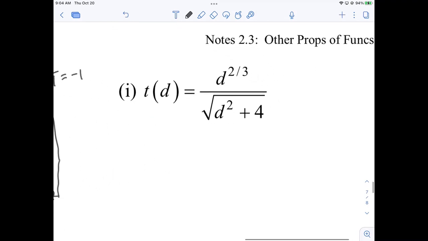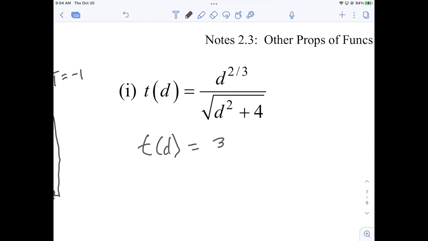Okay, the next one. We get TD, touchdown, we're going to score. Let's do this first before we replace D with negative D. Let's rewrite the top as the cube root of D squared, all over the square root of D squared plus 4. Now, when you write it like that, look how it makes it easier to talk about the numerator and denominator. Is the top even, odd, or neither?